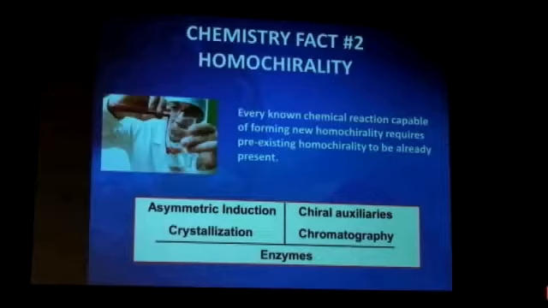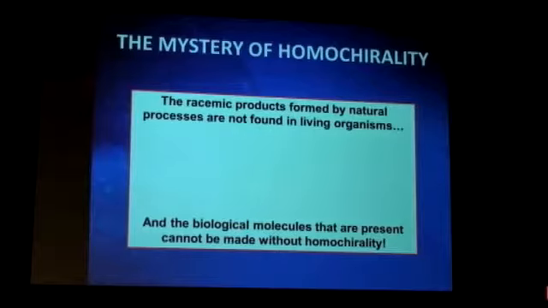Many of you may be familiar with asymmetric induction and chiral auxiliaries, or have heard about crystallization, chromatography, or enzymes as ways to induce chirality into a molecule. These techniques do work. But each one of those techniques incorporates some type of pre-existing homochirality. So it always takes homochirality to create new homochirality. And so the question is, where did that first homochirality come from? That's why it's a big mystery to them.